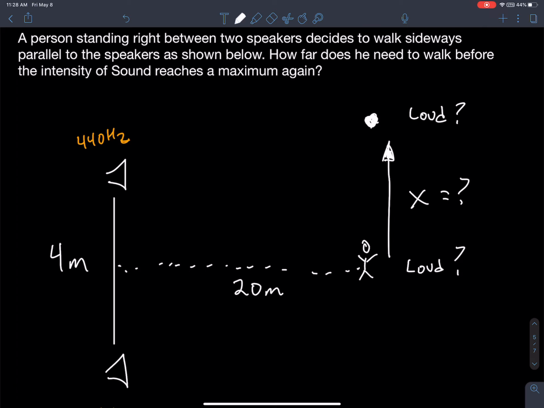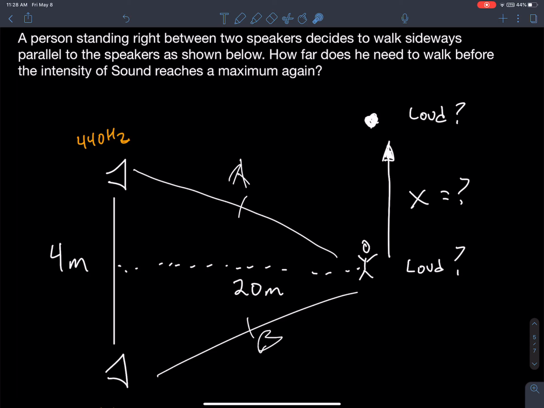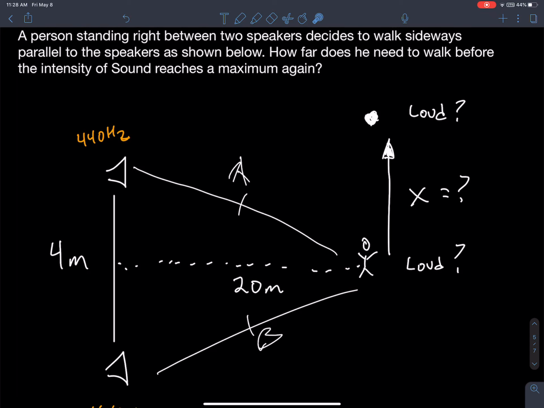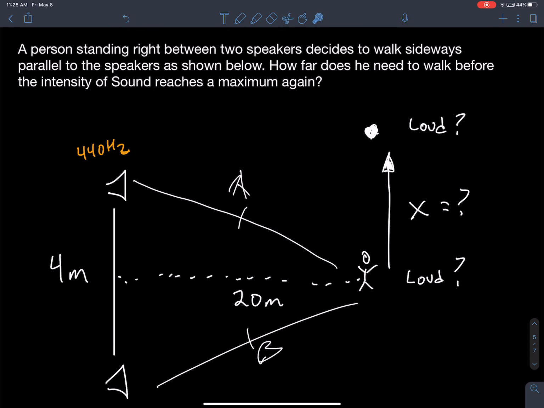So this person here is getting really good quality sound because the path length of A and B are exactly the same. There's no difference. So a crest is going to overlap with a crest, and this person is going to have double the amplitude and a pretty strong intensity. But the question's asking, how far does he have to walk?